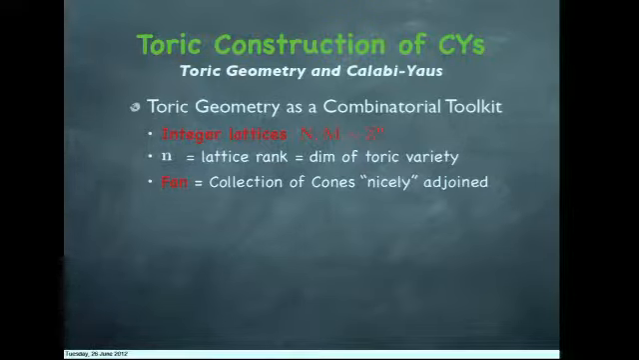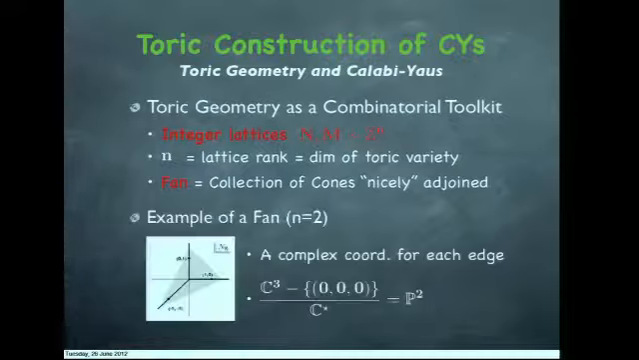So we define a fan as a collection of cones in this lattice N, nicely adjoined with one another. Instead of giving a full description of how this works, let me just give an illustrative two-dimensional example. This is an example of a fan in Z2. There are three two-dimensional cones shaded here, and also three one-dimensional cones or edges, as these thick half lines. What we do is associate a complex coordinate to each of these three edges, and it turns out that these three complex coordinates just become the three homogeneous coordinates of P2. So in other words, drawing this toric diagram is equivalent to giving this identification rule for P2. So this is already a nice combinatorial picture of P2.